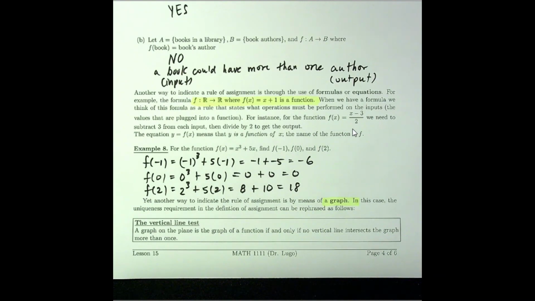Now, if you take the definition of a function and you interpret it in terms of graphs, there's a very easy way of determining, by just looking at it, whether that thing that we're looking at is a function or not. In the case of diagrams, you just look at the arrows and see what they're doing. In the case of a graph, all you have to do is apply the so-called vertical line test.